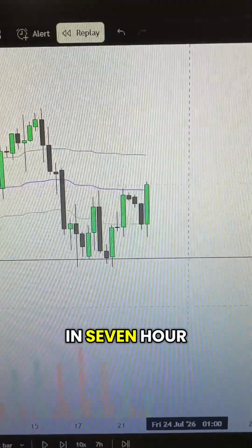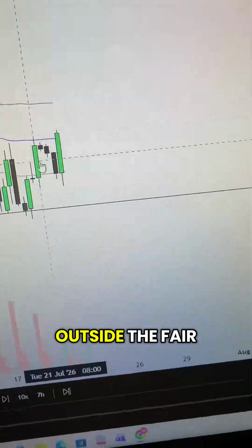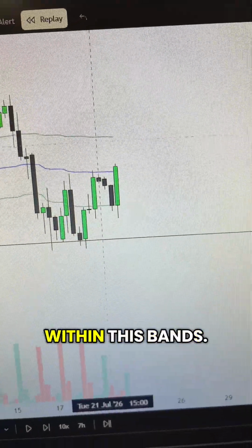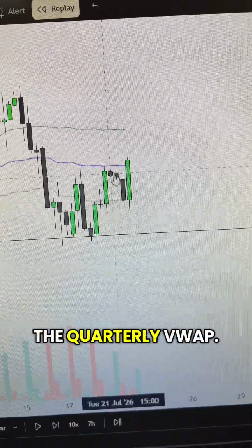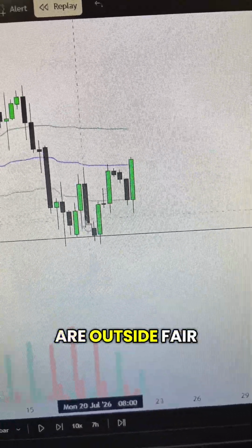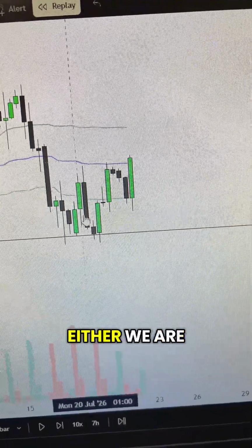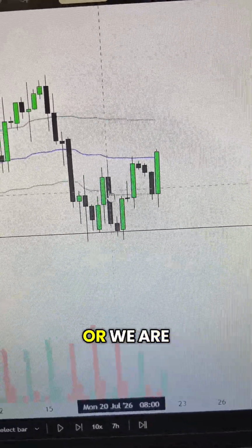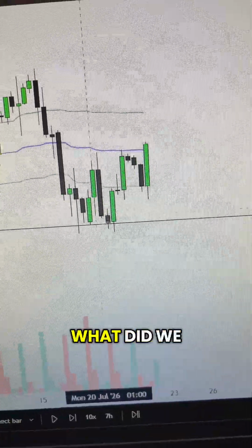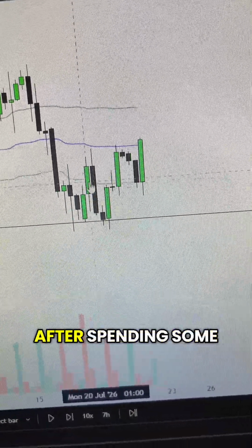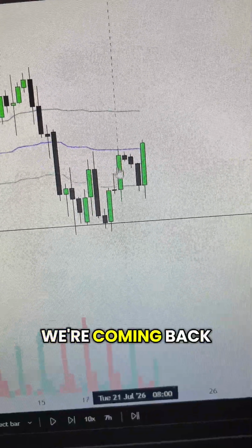What is this? This is the 7-hour time frame. In the 7-hour time frame, where were we? Outside the fair value. Fair value would be within these bands. This VWAP is the quarterly VWAP. So if we are outside fair value, that would mean either we are in unfair value or we are going to have a failed auction. What did we have? We had a failed auction. Why? Because after spending some time outside, we are coming back inside.